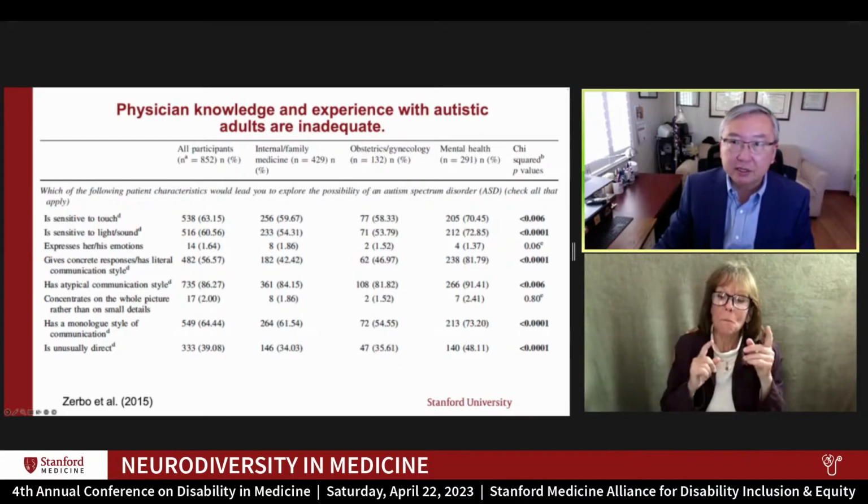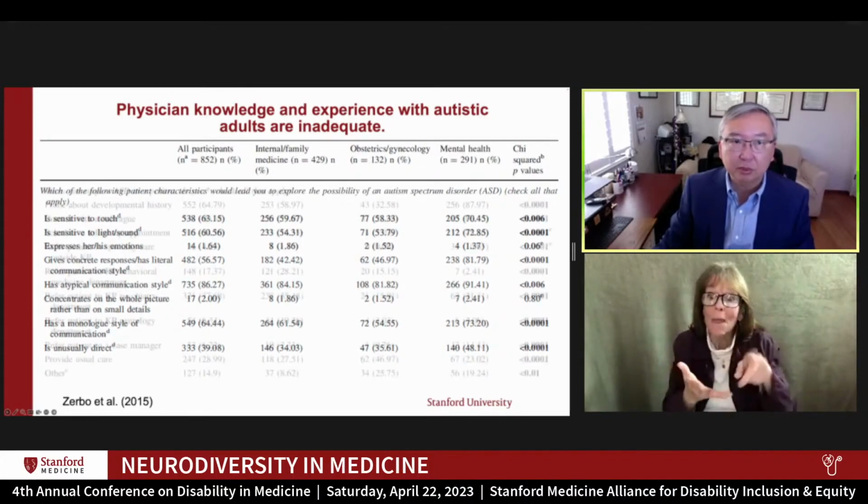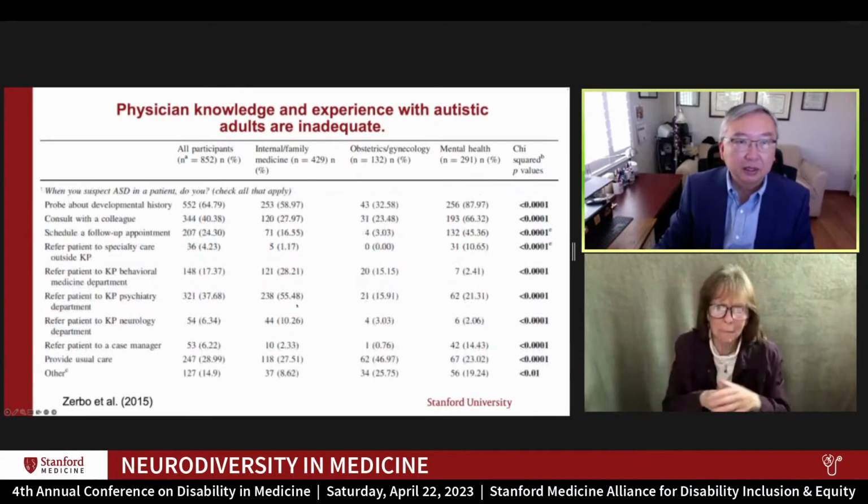So this leads us to think that there is a lot of really inadequate detection of diagnosis of autism that may be actually affecting the care with the autistic individuals, autistic patients. And there is also some questions about when you suspect autism in a patient, do you do a particular thing?